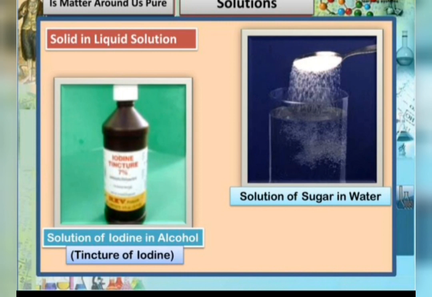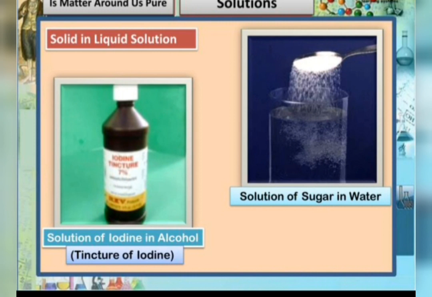Now, the various types of solution. First, when you have a solution of solid in liquid. This is the most common type of solution, as I told you, like sugar solution, salt solution. These are the solutions of solids in liquid.